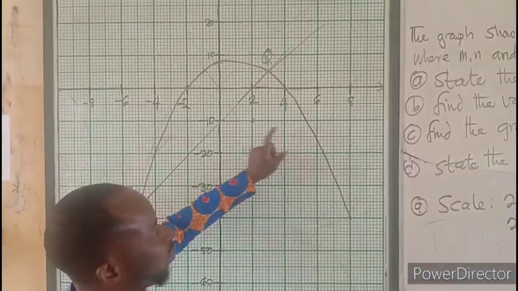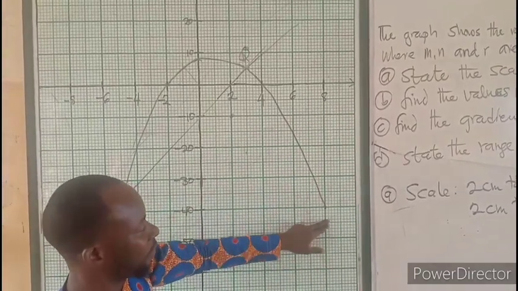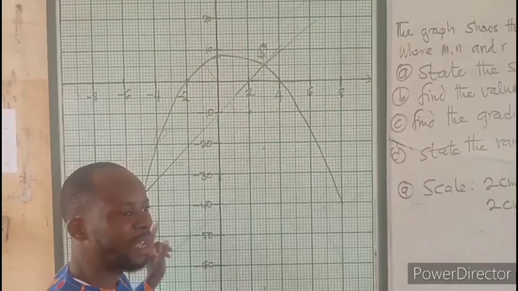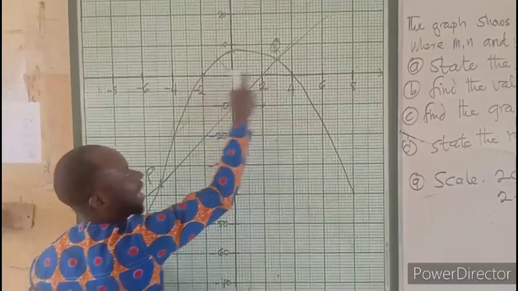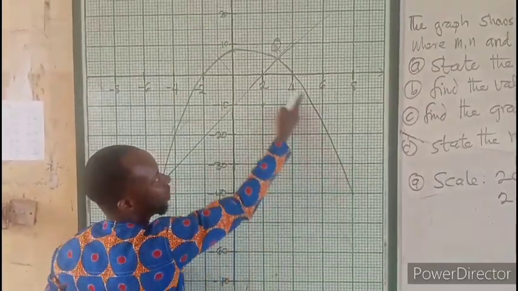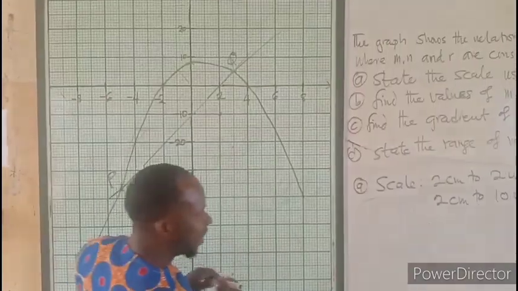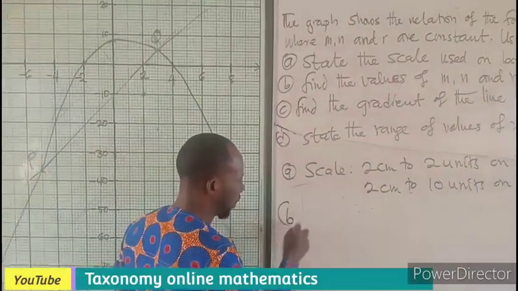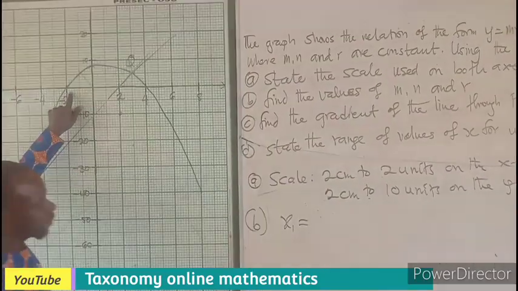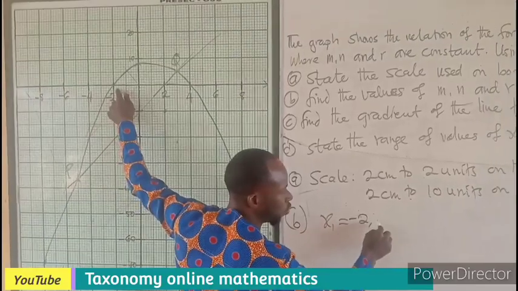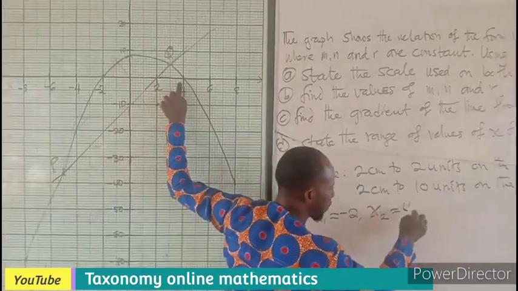So if you are asked to find the solution, when you have drawn your graph, if the equation were to be given to you after drawing, your solution is going to be where the curve cuts the x-axis. Where does the curve cut your x-axis? Those 2 points are going to be your solution. So in this case, my x1 is going to be minus 2, then your x2 will be 4.